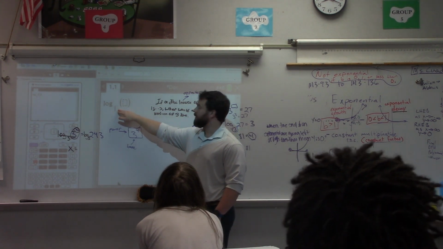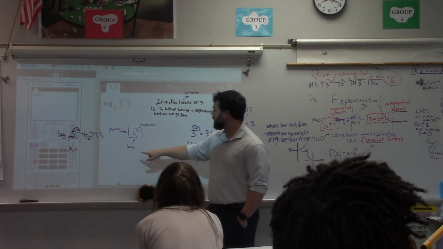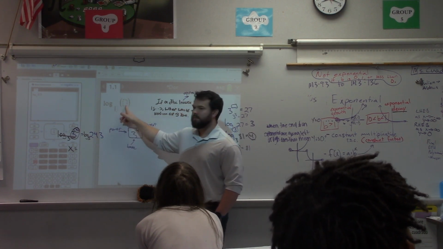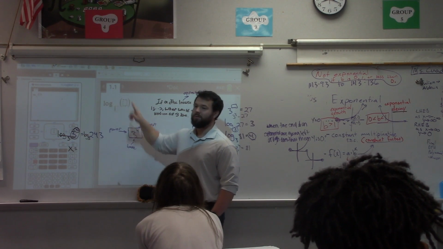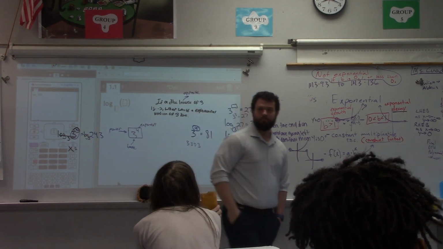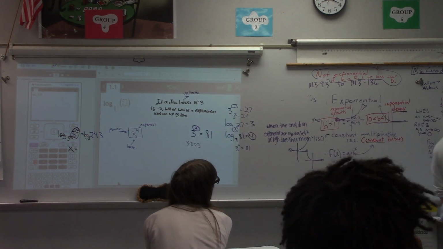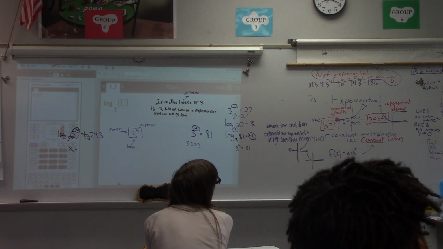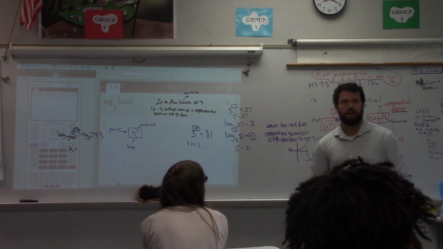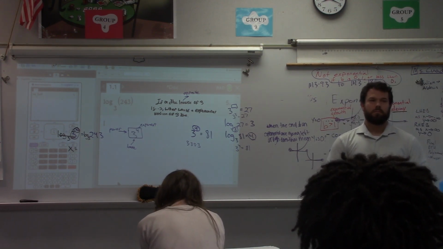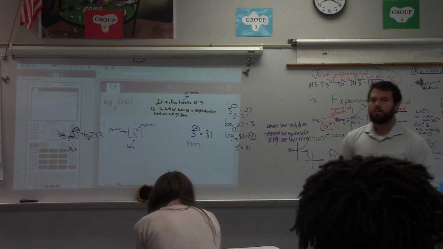What's my base? 3. What's my argument? 243. Type in 3 and 243 and you're going to get 5. Like I said, it's better than guessing. Control 5 point, control 10. Look at that right there.